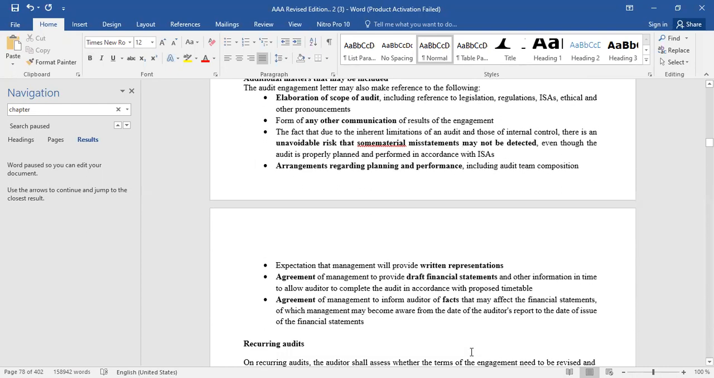An agreement of management to provide draft financial statements and other information in time to allow the auditor to complete the audit in accordance with the proposed timetable. The engagement letter can also have that. It is an agreement that the client will draft financial statements and provide required information in time. So, an agreement of management to inform the auditor of facts that may affect the financial statements. Yeah, the basis of audit fees, that is also very true.